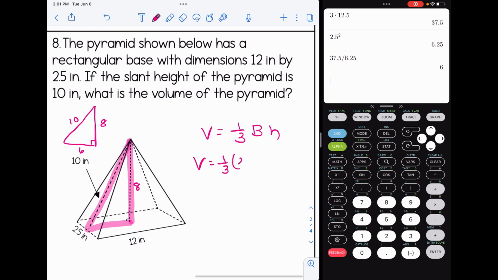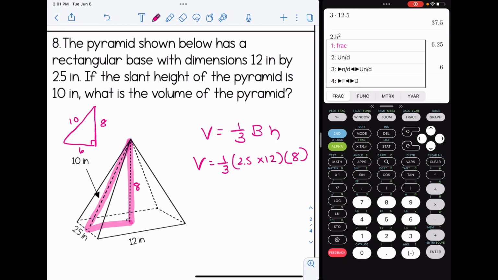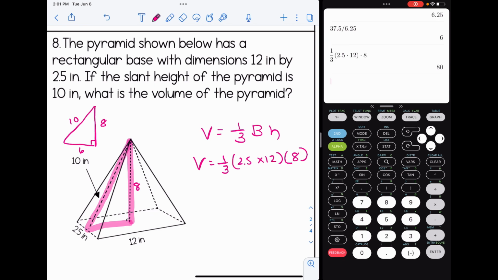Area of the base is going to be 2.5 times 12, since it's a rectangle, length times width. The height is now 8, and we are going to put that in our calculator. So I have 1/3 times 2.5 times 12 times 8, and we get the volume of this pyramid is 80 inches cubed.